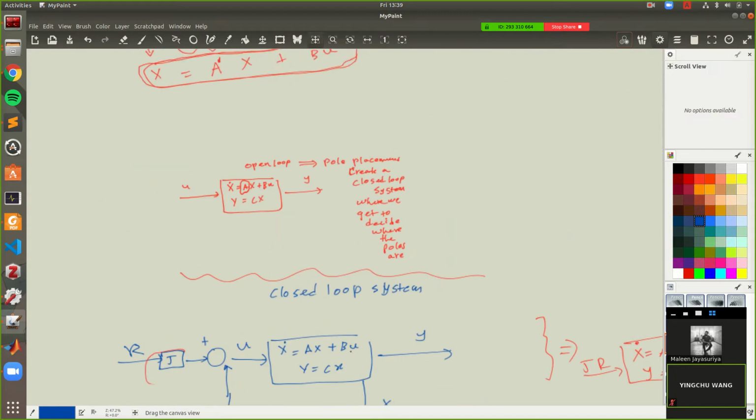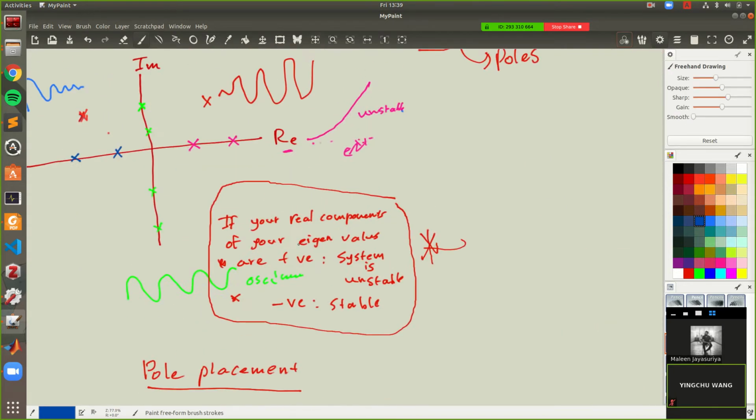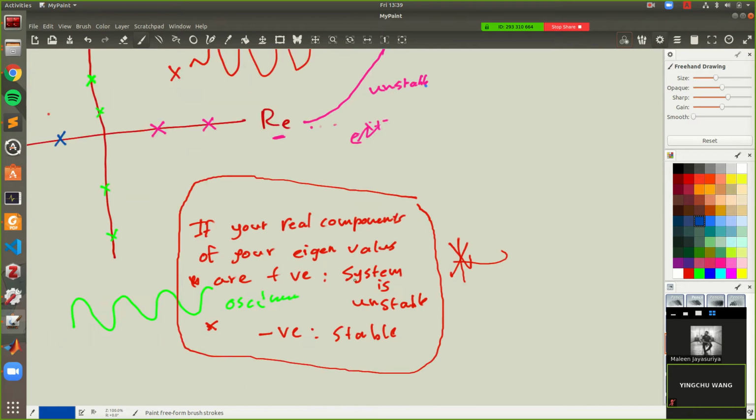Maybe I should revise what I wrote here. If the real component of your eigenvalues is positive, the system is unstable. All eigenvalues have to be negative. Or you can use the word poles now, because we are dealing with control theory. All poles, or eigenvalues, have to be negative.